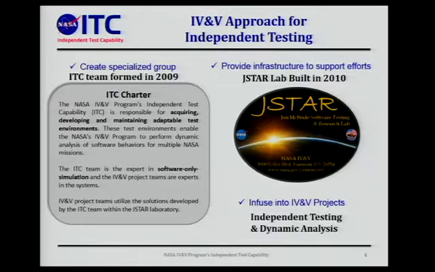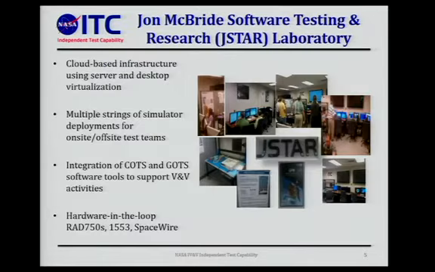On the right side, we have a laboratory that's called the JSTAR Laboratory, named after John McBride, the first, the only astronaut from West Virginia. The JSTAR Lab is our infrastructure for deploying our simulators. Just a little bit more about this. We use a cloud-based infrastructure. We utilize desktop and server virtualization, so IV&V practitioners can use our products that the ITC team develops.